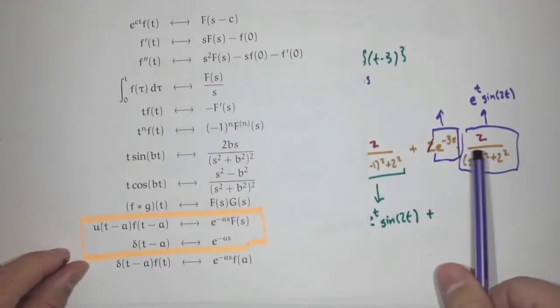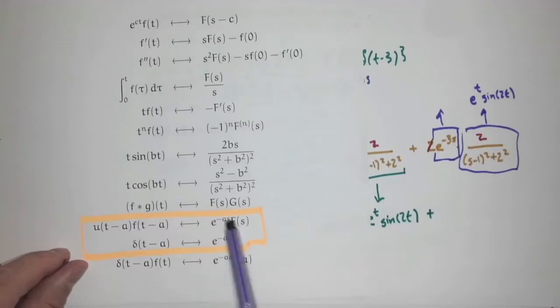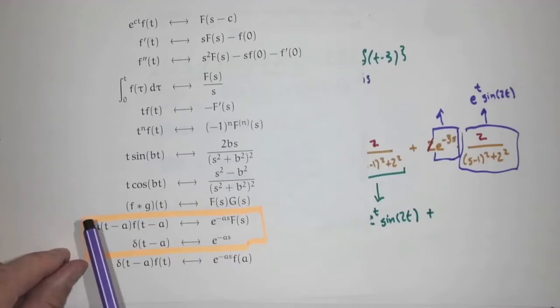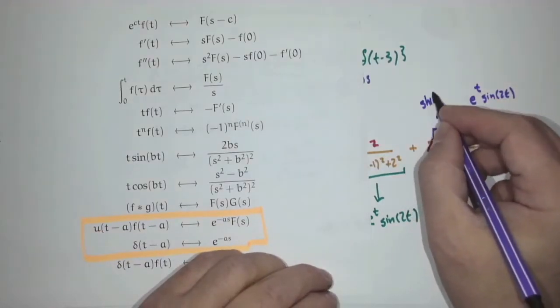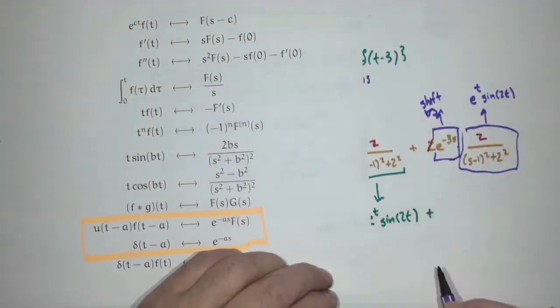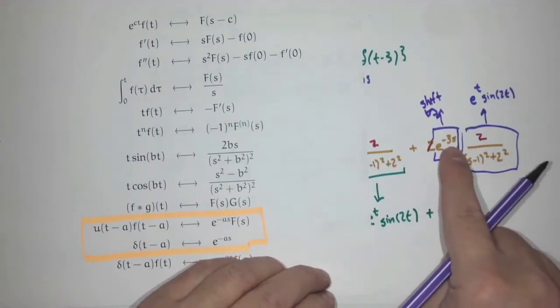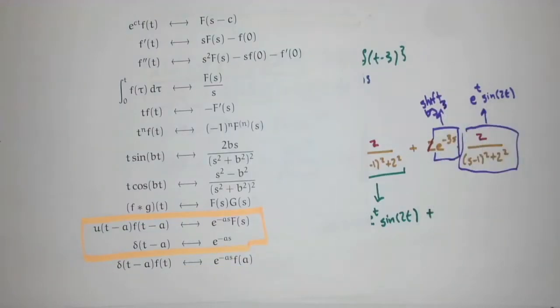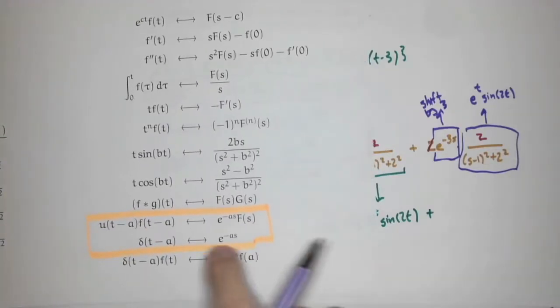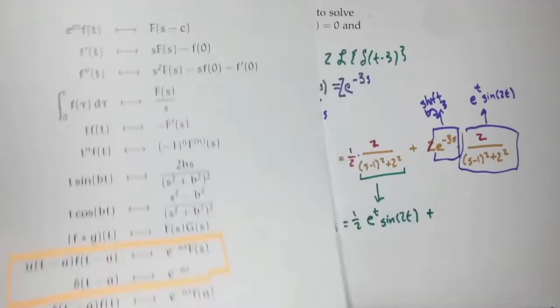Whenever you see e to the minus as, that's this part here. In particular, it corresponds to this u function, and really corresponds to shifts. And so this says we should really shift everything by how much? By 3. So when I talk about shift, I mean we're going to turn it on at time 3, and we're going to treat it as though the function were to start at time 3.